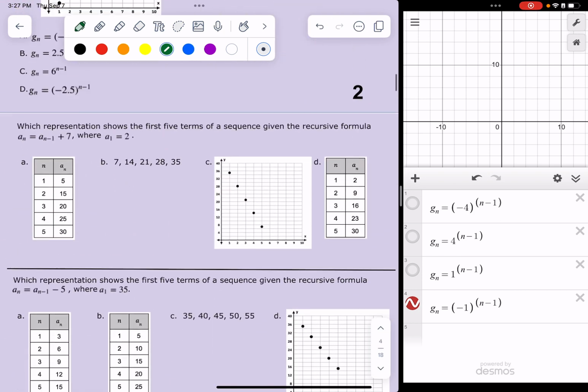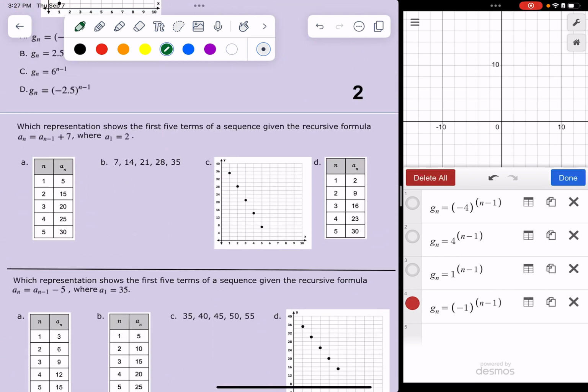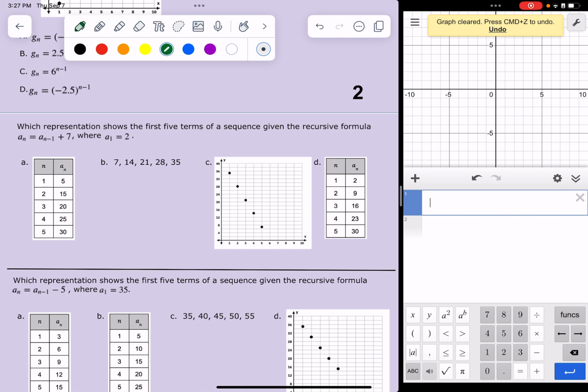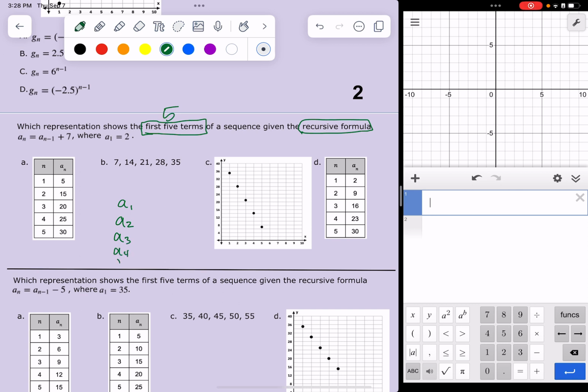And if we go to this one, it's a good one. It says, which representation shows the first five terms of the sequence given the recursive formula? So we have the formula, and we have our A1. I know I'm looking for the first 5 terms. So we have A1, A2, A3, A4, A5. Our A1 is 2.